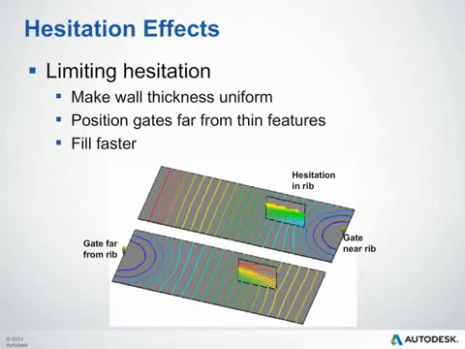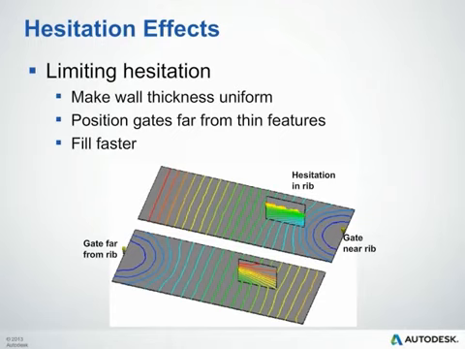Another thing we'd like to be aware of are any areas in the part that could cause hesitation effects. Hesitation is an unintended slowing down of the flow front. So when this flow front slows down too much, it gets cold, and in severe cases can even freeze off. This is what has happened in the top image of the example on this slide.